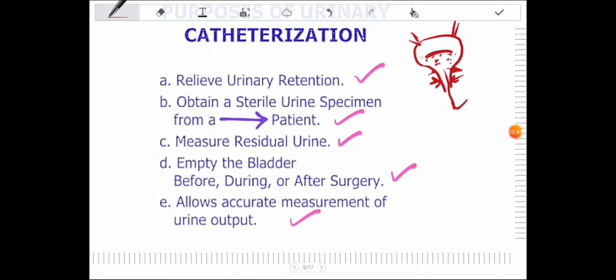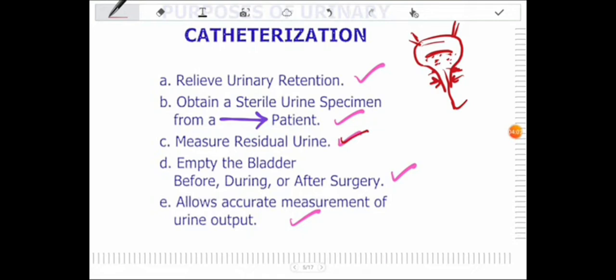Next is to obtain a sterile urine specimen from a patient. So we know that the area around here is all sterile field and all that. So, to obtain a sterile urine specimen. Then to measure residual urine. Residual urine we have already talked about. So, to measure the residual urine.